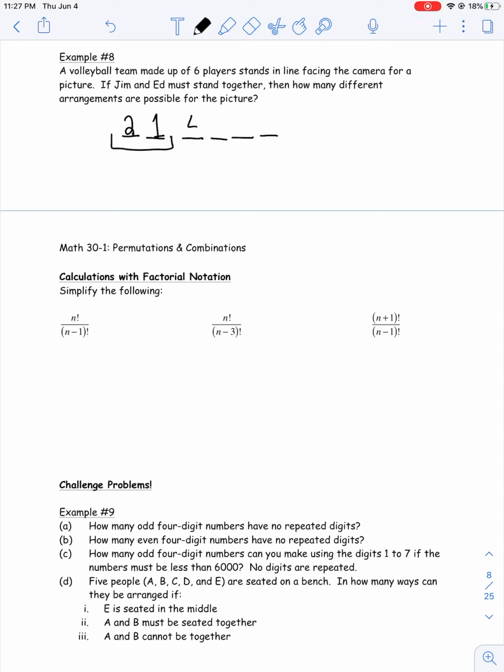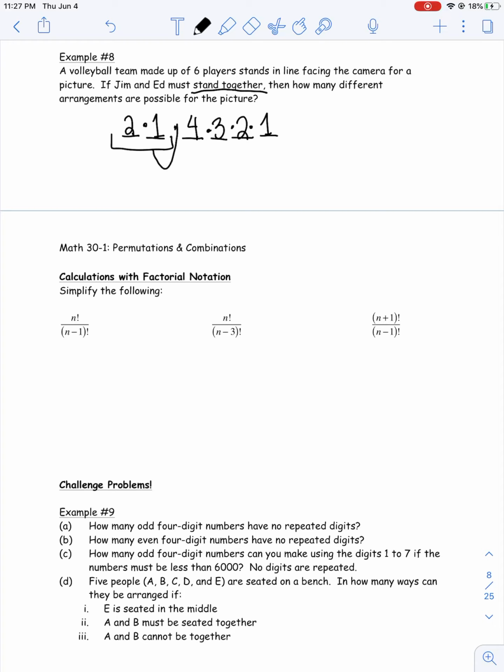And then there's 4 people left. So we would write 4, then 3, then 2, then 1. We would get the answer by multiplying. But there's still one more trick. When they're saying that they're standing together, they're not saying that they have to be in the first 2 spots. So what we have to do is say, where could they go?